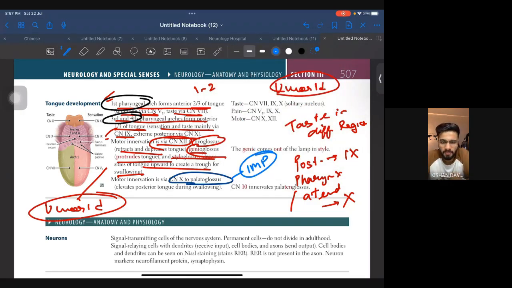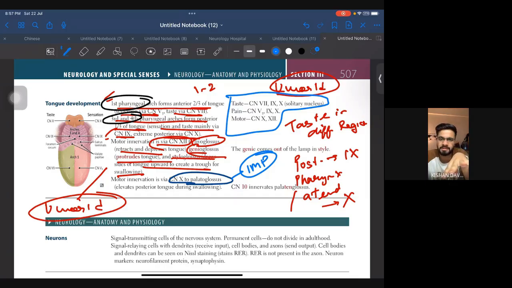Very important. Okay. So this is what they have given about the summary. You can keep this in mind. Three concepts that you need to remember here: the first pharyngeal arch forms the anterior two-thirds, and taste is by the facial nerve. The third and fourth arches form the posterior part, and taste is by 9 and 10. Upper posterior is by 10.